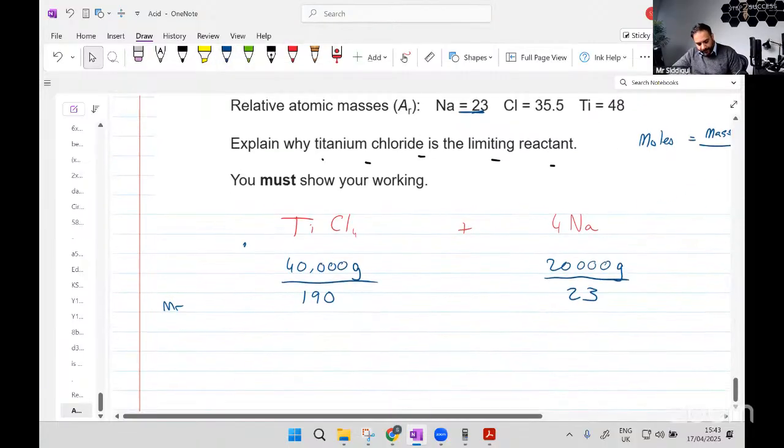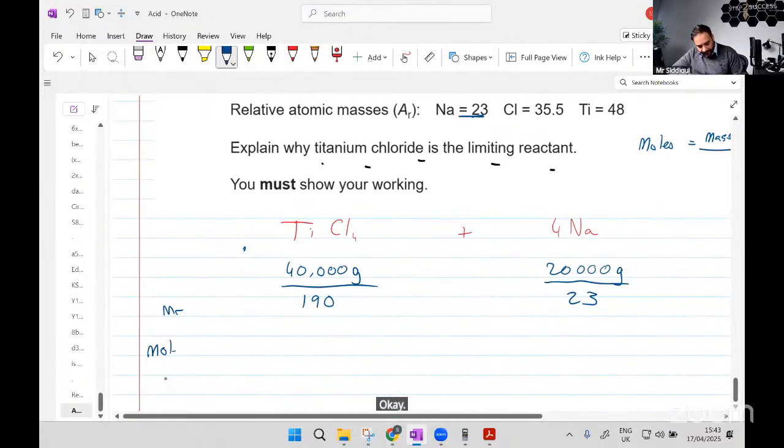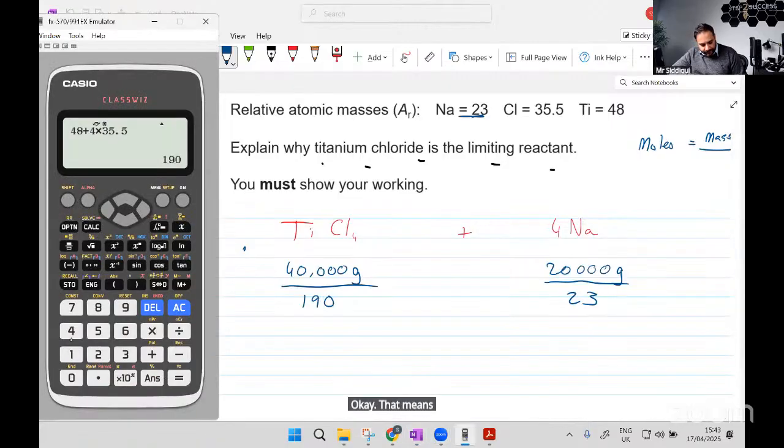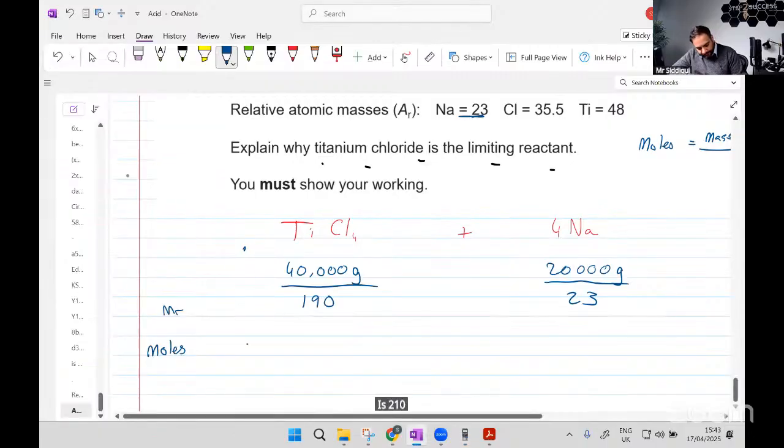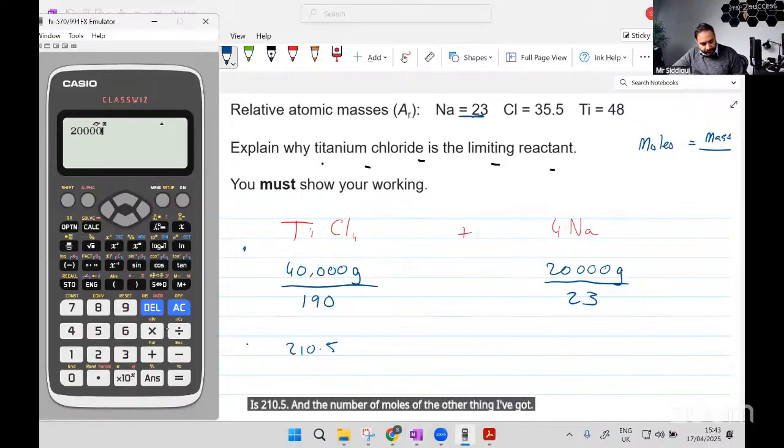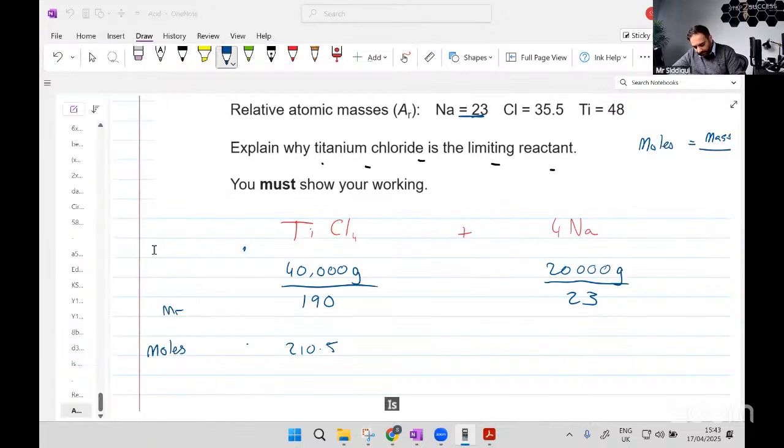Okay. That means the number of moles I've got is 210.5. And the number of moles of the other thing I've got is 869. 870 roughly. Okay, it's fine.